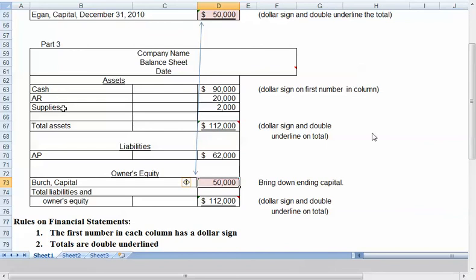Assets are things that your company owns that has value, such as cash, AR, accounts receivable, or in other words, money that people owe you, supplies. It's an asset until you use it up. Other assets might include equipment, land, auto. They would all be considered assets. Even if you have a loan on them, they still are an asset. You would total your assets. Now again, a dollar sign on the first number, a dollar sign and double underline on the total. 90 plus 20 plus 2 gives me 112.